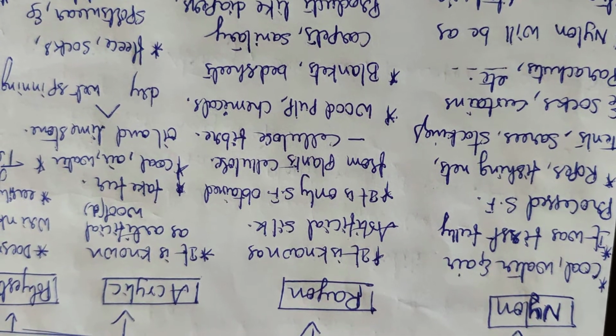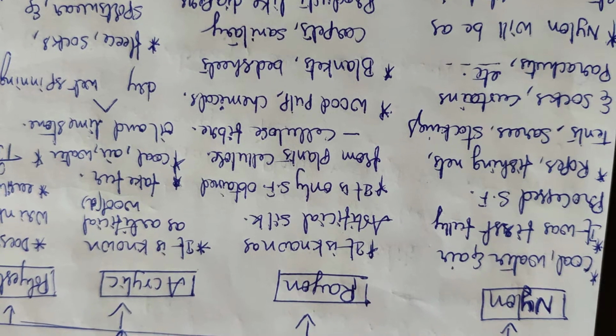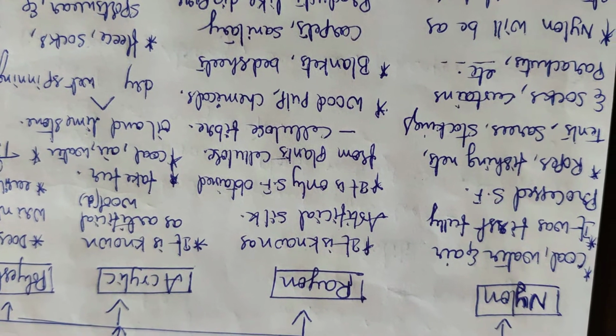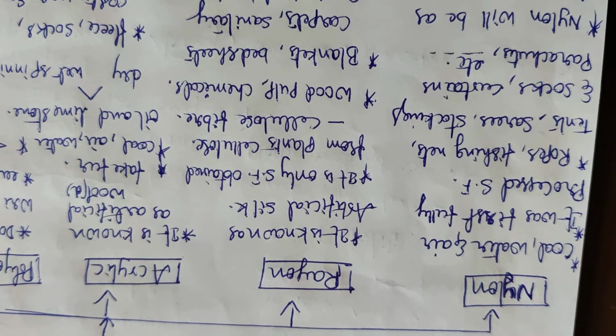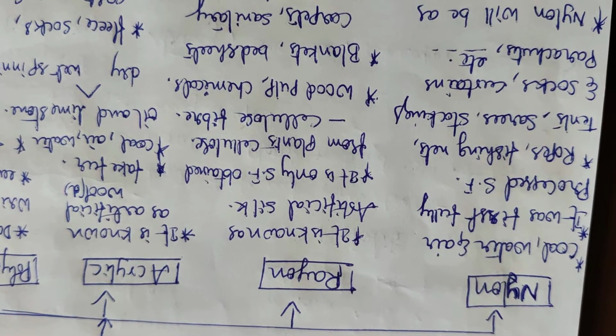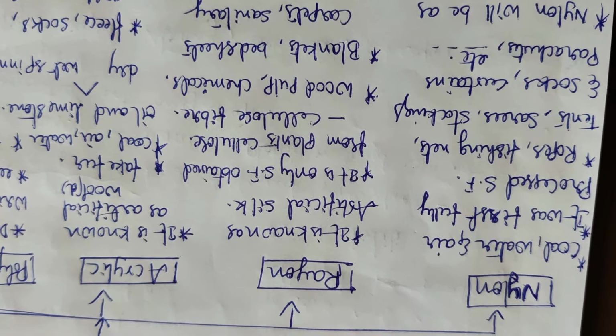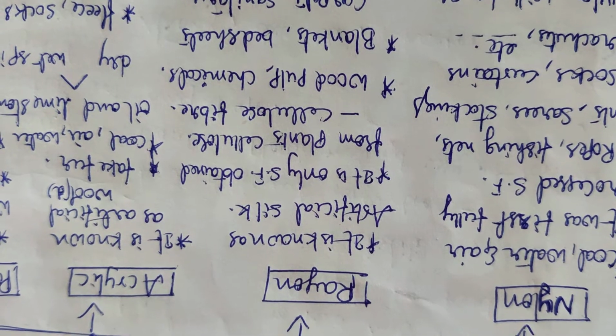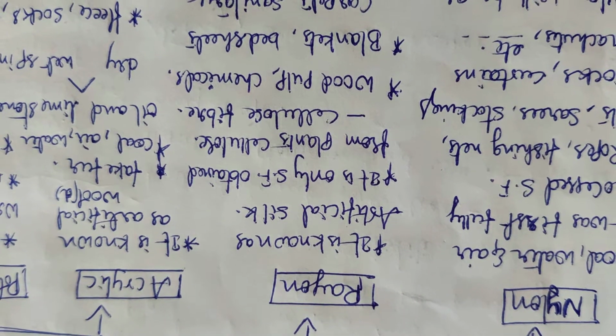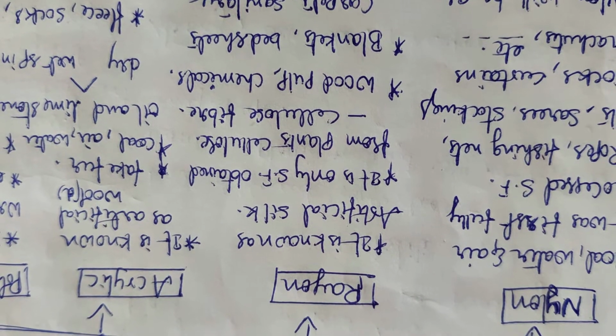Now coming to the rayon. This rayon is known as artificial silk. Actually, pure silk is very costly. So from the synthetic fibers we can obtain artificial silk. Due to this reason, this rayon is known as artificial silk, and this is the only synthetic fiber we can obtain from the plant's cellulose.